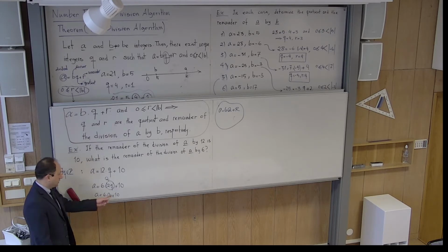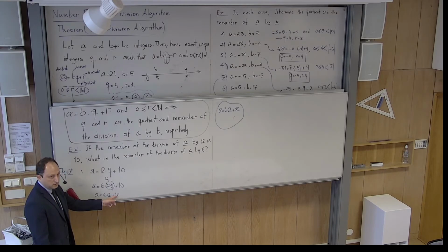Do you understand what I did? Instead of 12q, I wrote 6 times 2 times q. And if q is an integer, definitely 2 times q is also an integer. So that's correct. I give it a new name, capital Q. And then I see that this a is 6 times an integer plus 10. Okay? Can I conclude that 10 is again the remainder?